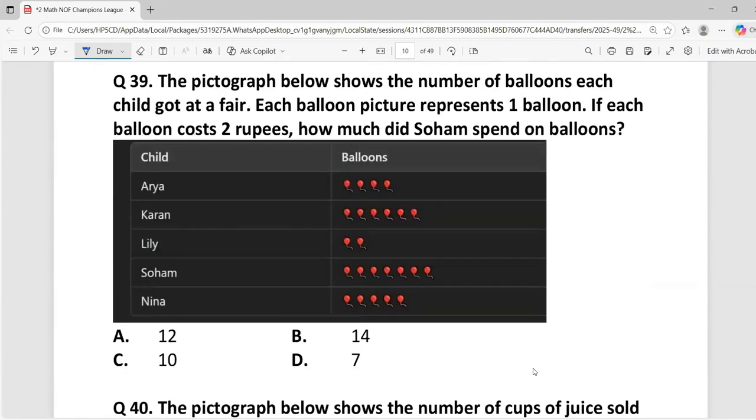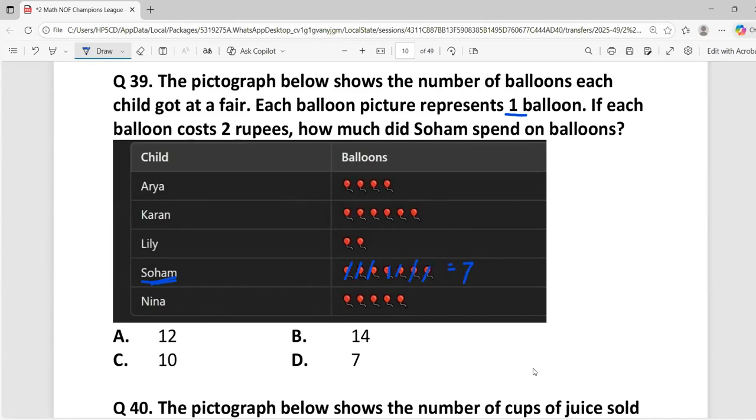Next question. 39. The pictograph below shows the number of balloons each child got at a fair. Each balloon represents 1 balloon. If each balloon costs 2 rupees, how much did Sohan spend on the balloons? Now Sohan, where is he? Here it is. So 1, 2, 3, 4, 5, 6, 7.